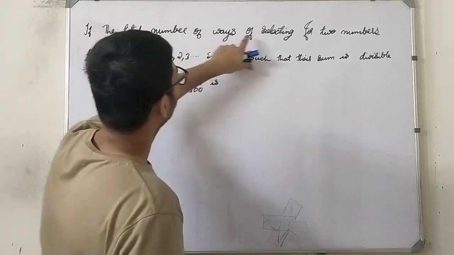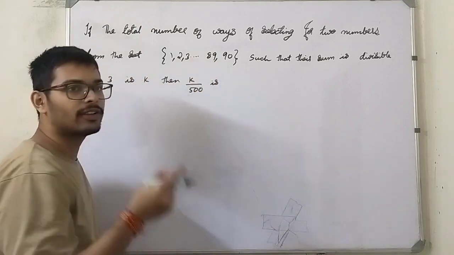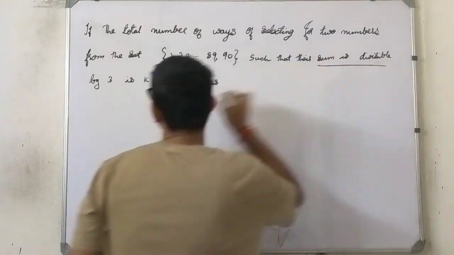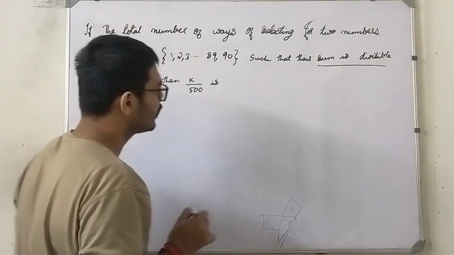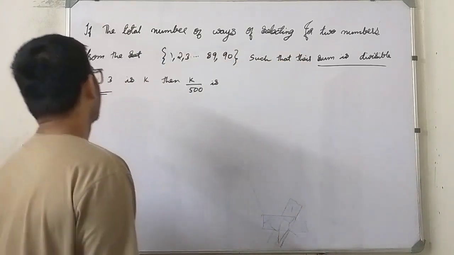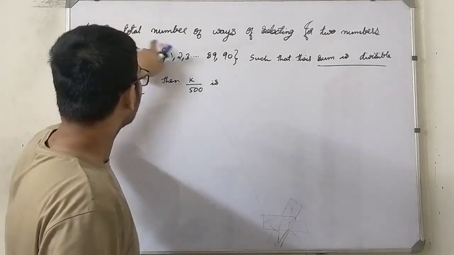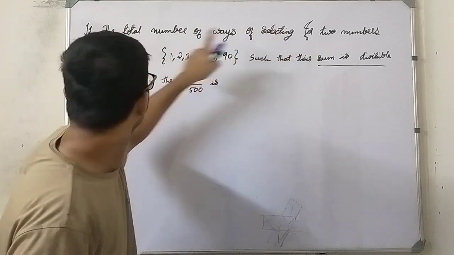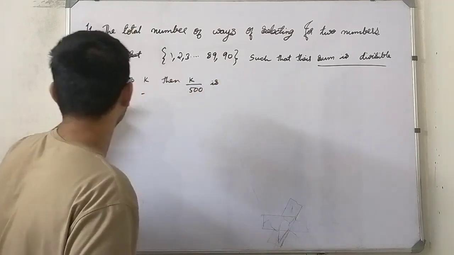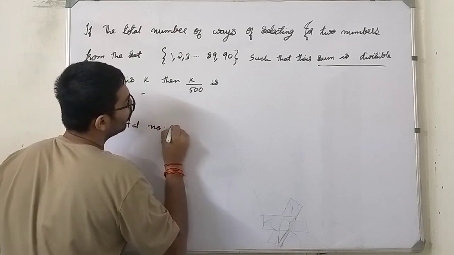If the total number of ways of selecting two numbers from the set, which means we will only select two different numbers from this set, such that the sum is divisible by 3, which means the sum of the digits when we add should be a multiple of 3. That's the idea. If k is the total number of ways of selecting two numbers from this set such that their sum is divisible by 3, then k is the total number of selections.